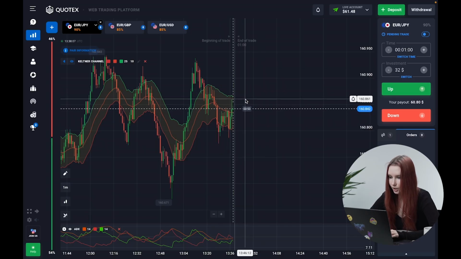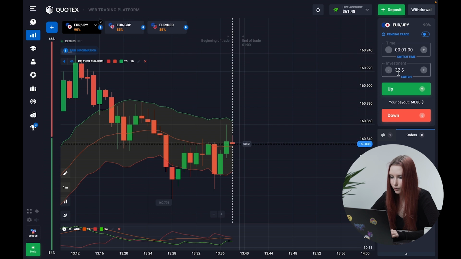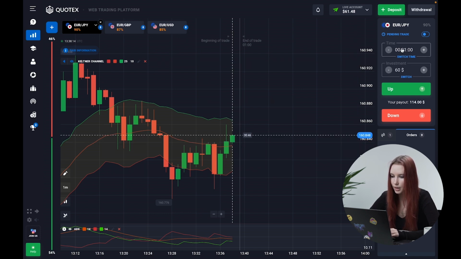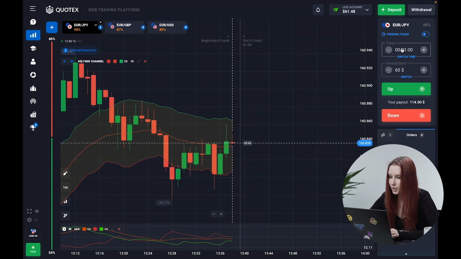I will open a deal here right at the middle line of the Keltner channel indicator and I'll put 60 bucks here again. Look, 1 minute expiration time, and trade down. Let's go.